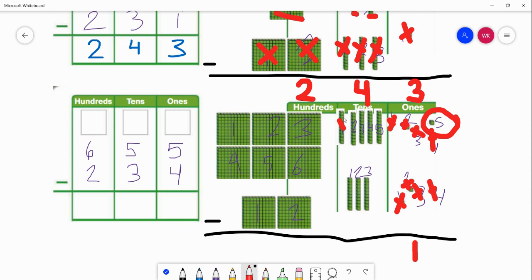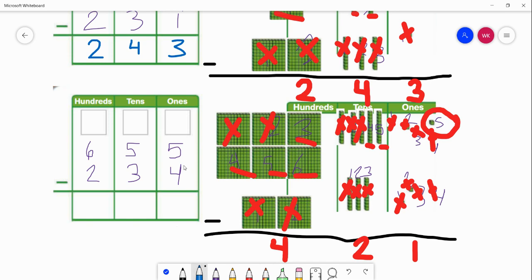Now we're going to take away our tens. We have 1, 1, 2, 2, 3, 3, and now we have 2 left over. So we're going to have 2 tens. Now we're going to go to our hundreds place. Subtract 1, 1, 2, 2, and then we have 4 left over. So we have 4 hundreds blocks left over. So our answer is 421.